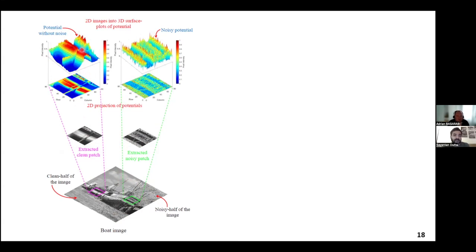You can see there are many hills and valleys like this, so we have high potential regions and low potential regions. We are using this image patch as a potential in our Hamiltonian, or in our Schrodinger equation, and we are assuming that there is an imaginary quantum particle moving under this potential surface. It is trapped in this potential surface, and there are many hills and valleys. This is the clean one and this is the noisy one.